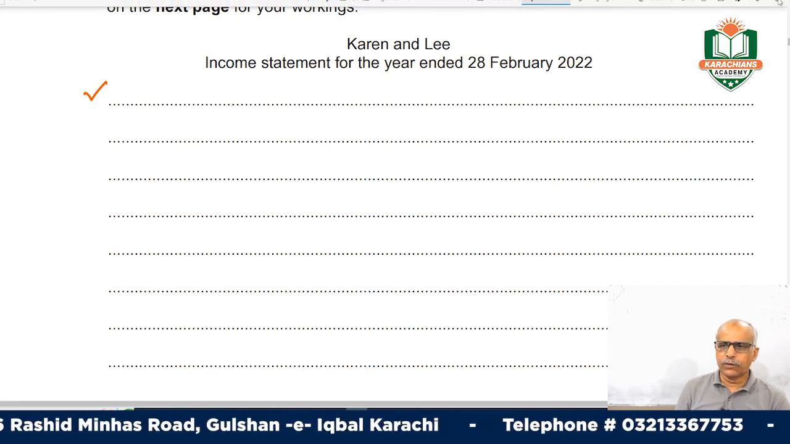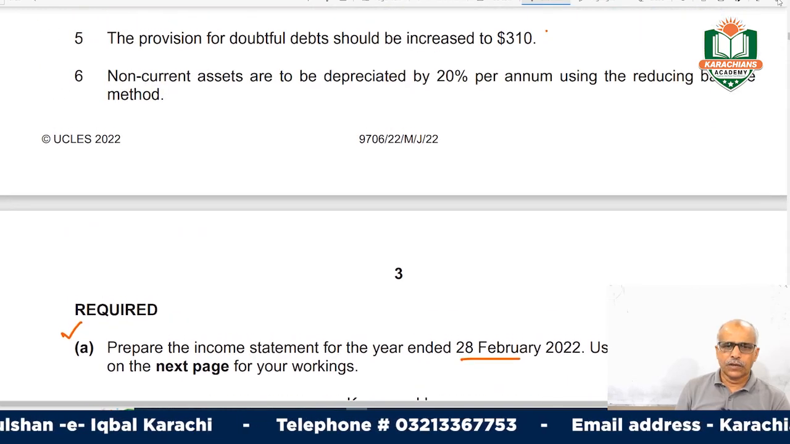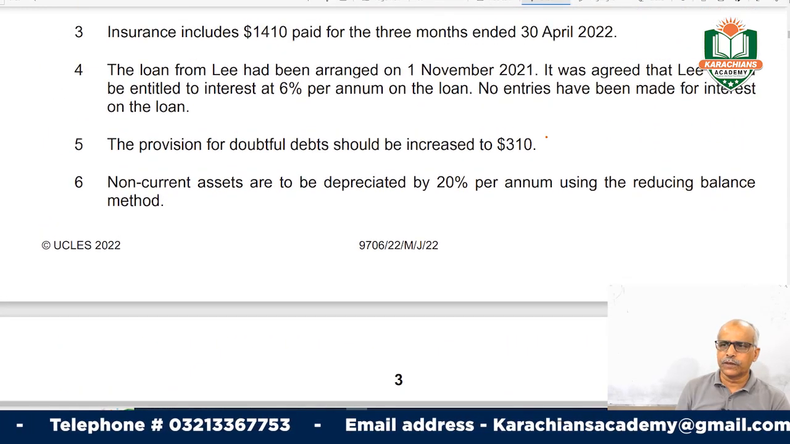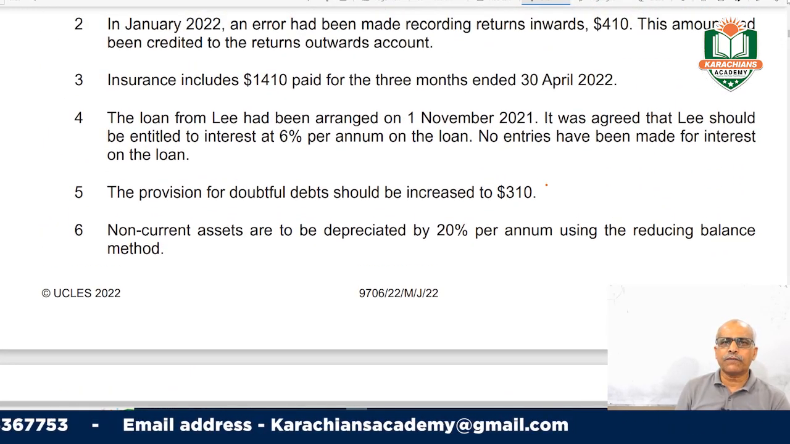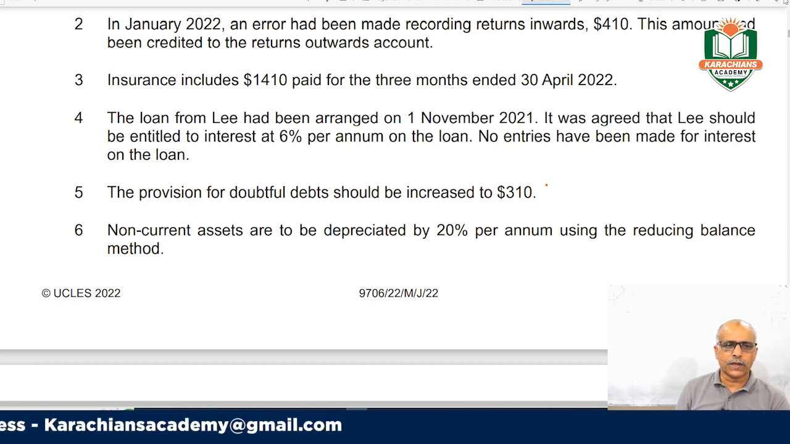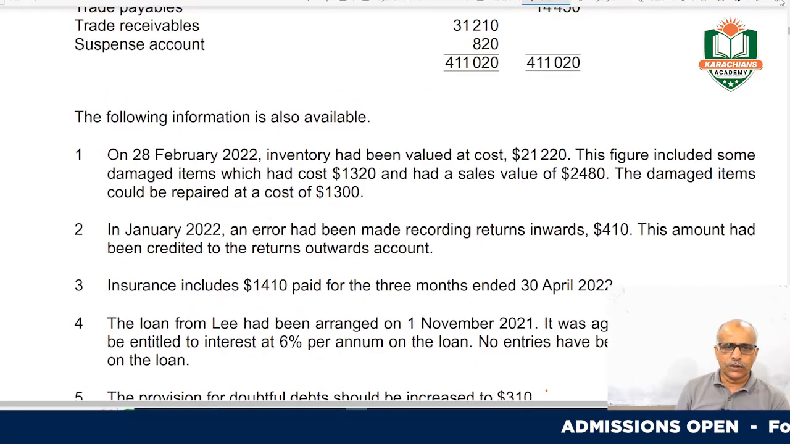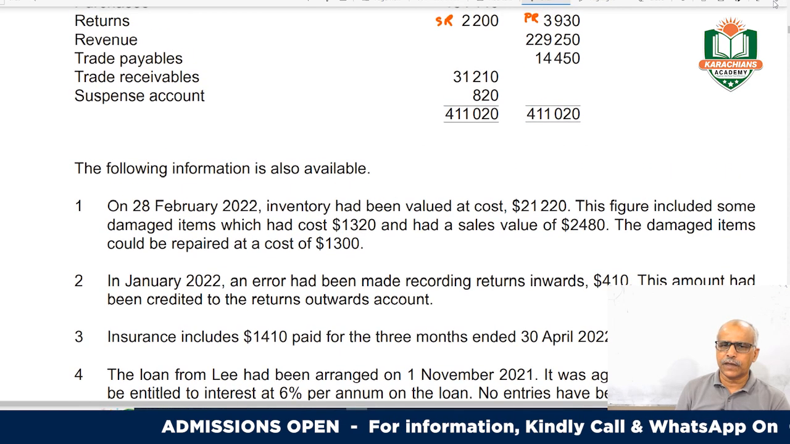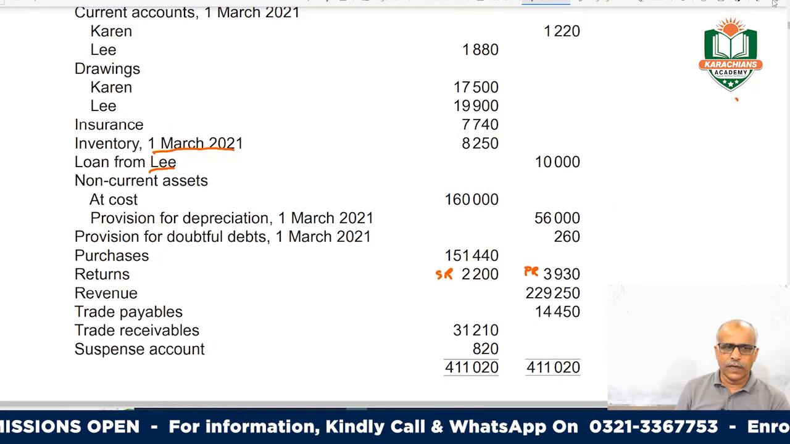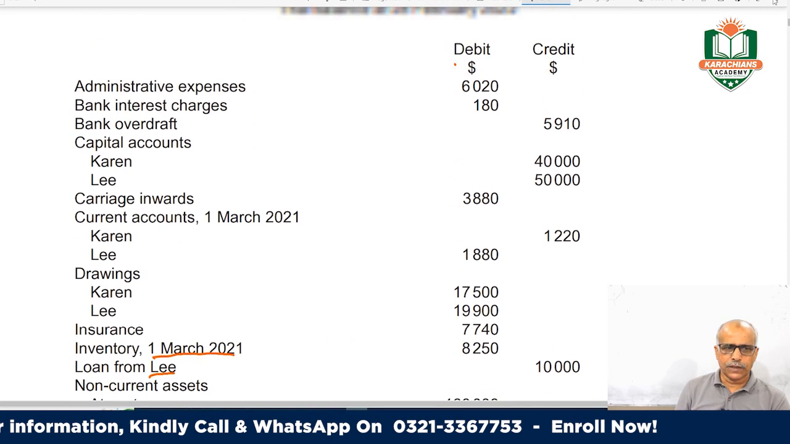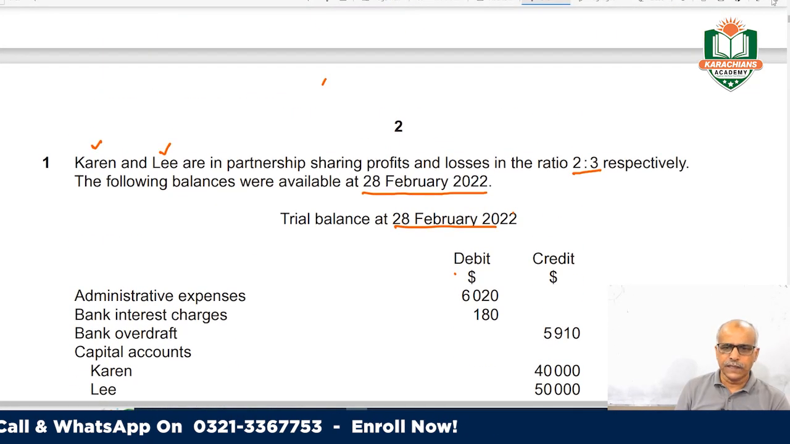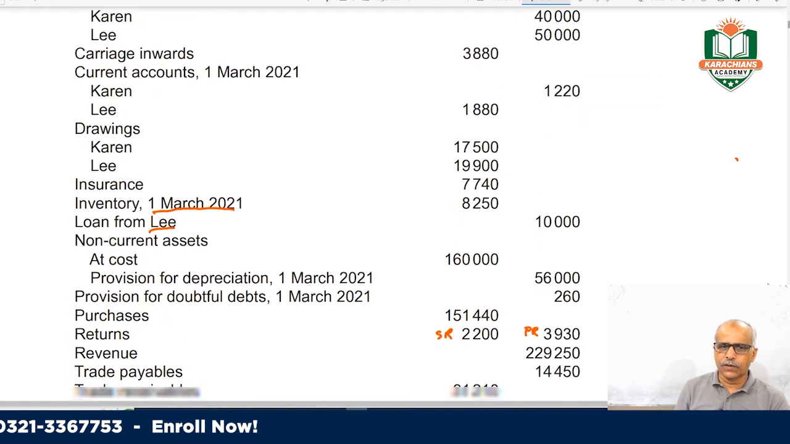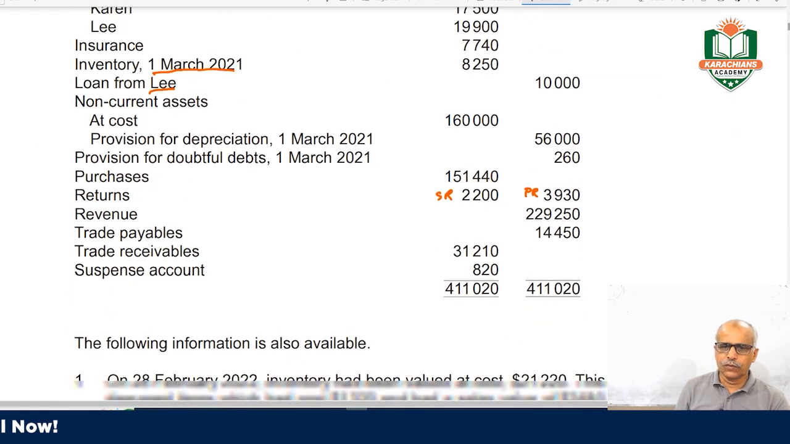But I will not be doing it here. I'll be solving the questions because all the information is given above, but you don't have to do what I am doing. You have to solve your question on the blank paper given. So what we have to make is the income statement, right? No issue. So let's proceed very carefully. The data we have already seen, so we will move on.